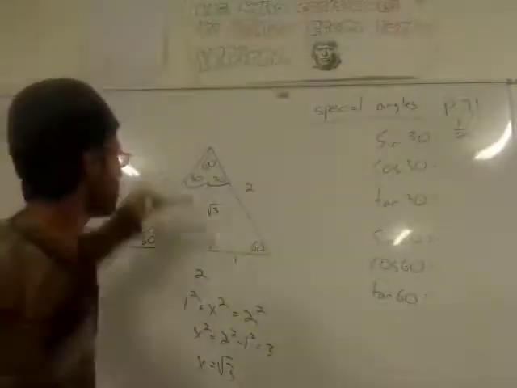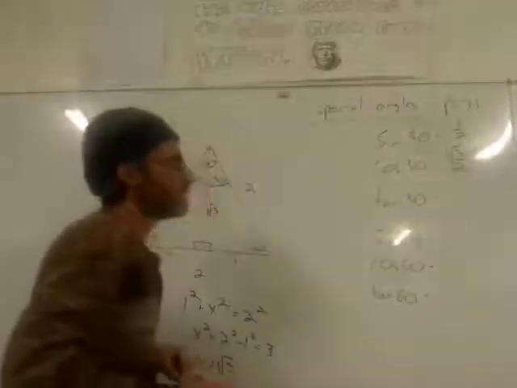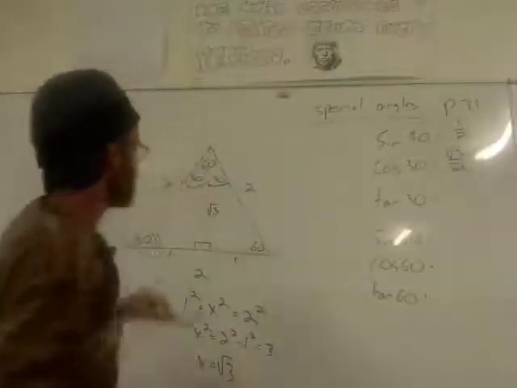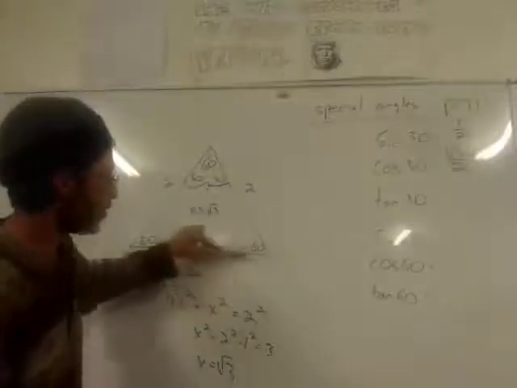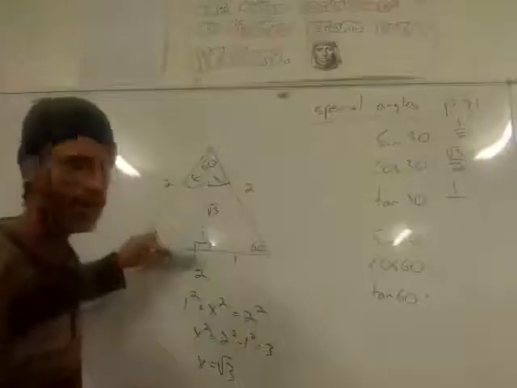Why? Because cosine 30 is the adjacent, square root 3, divided by hypotenuse 2. Okay? You see that? Okay? Tan 30 is the opposite, which is 1, divided by the adjacent, square root 3.